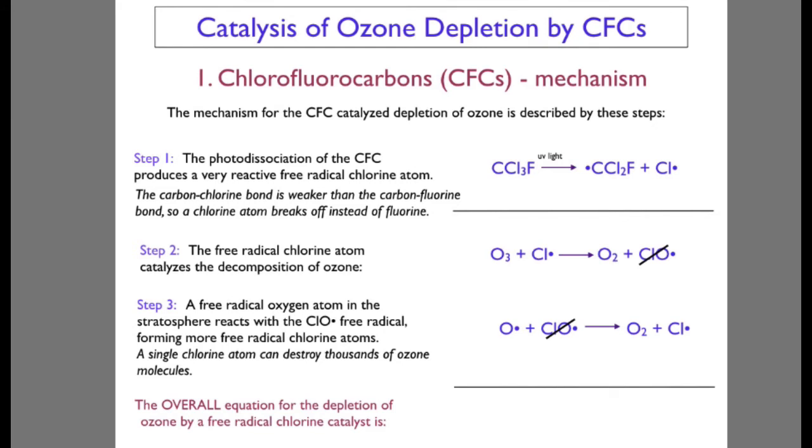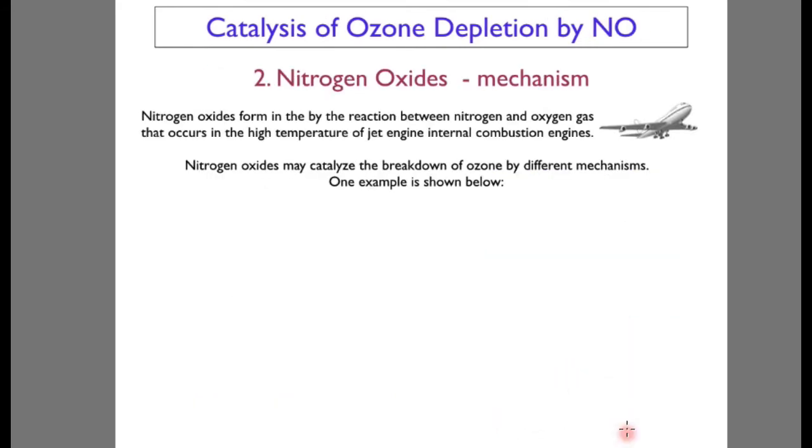The overall equation for the depletion of ozone by free radical chlorine catalyst is ozone plus 1 oxygen free radical in the presence of a chlorine free radical gives 2 oxygen molecules. And you can see this remains here. It's not part of the equation because it's acting as a catalyst.